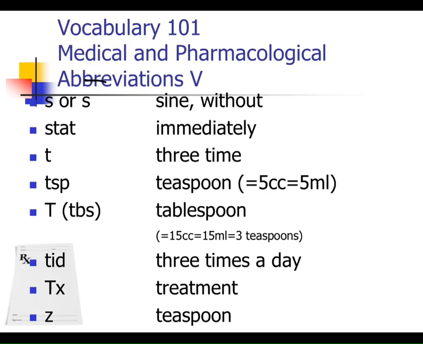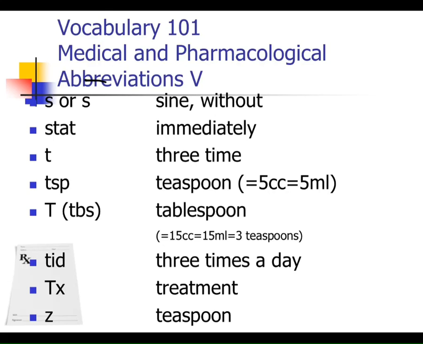Big T, little t. If you're giving someone tablespoons and they're supposed to be teaspoons, you're giving them 3 times the dosage, and that can be a real problem with some medications. Again, that big T, tablespoon. TID, 3 times a day. TX, treatment. And Z, also for teaspoon, not to be confused with the little t.